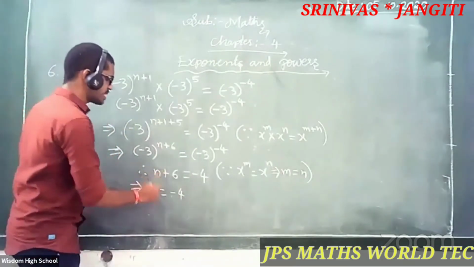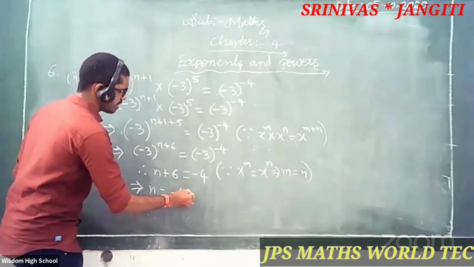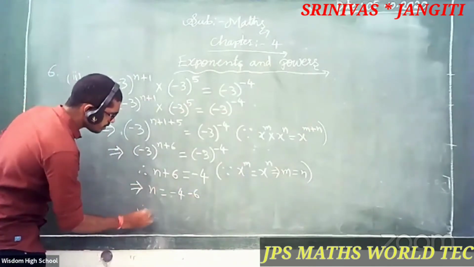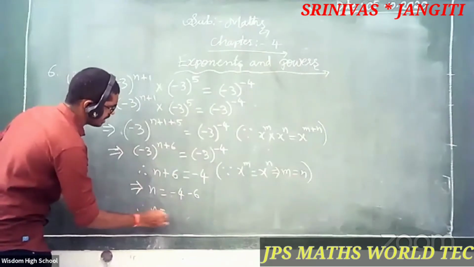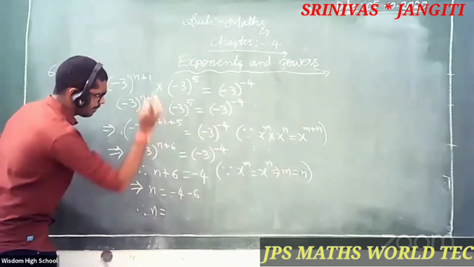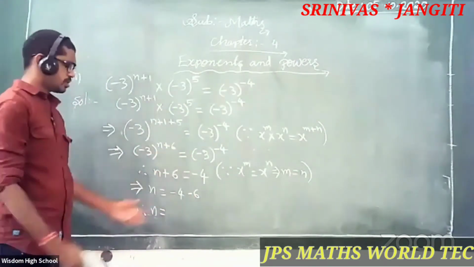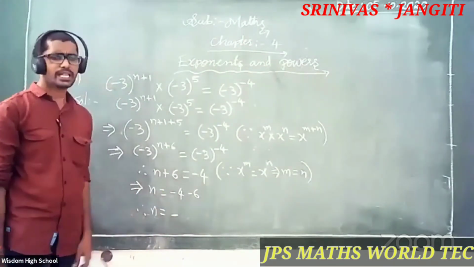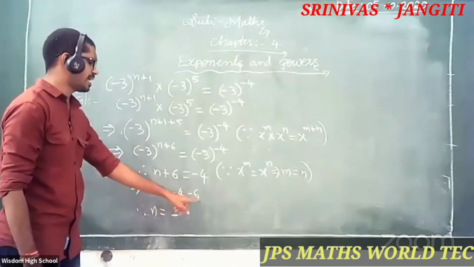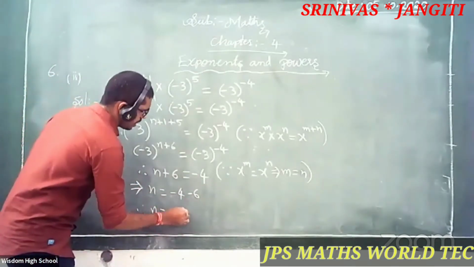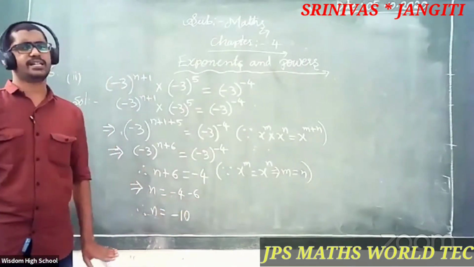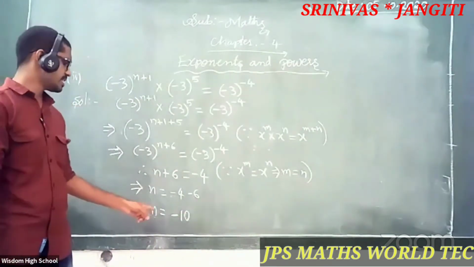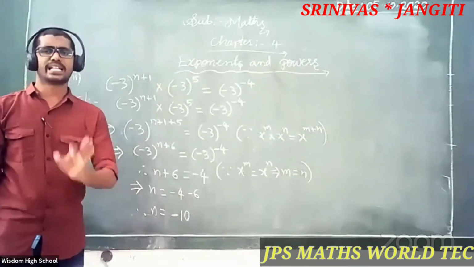Now you have plus 6. Once you transfer it to this side, what happened? Minus 6. So therefore the result n is equal to what? Minus 4 minus 6. Two negatives only. Then what is that? It is add, but what is the symbol? Negative. Now 4 plus 6 is 10. So the answer is minus 10. Is that clear? Our result is n is equal to minus 10.